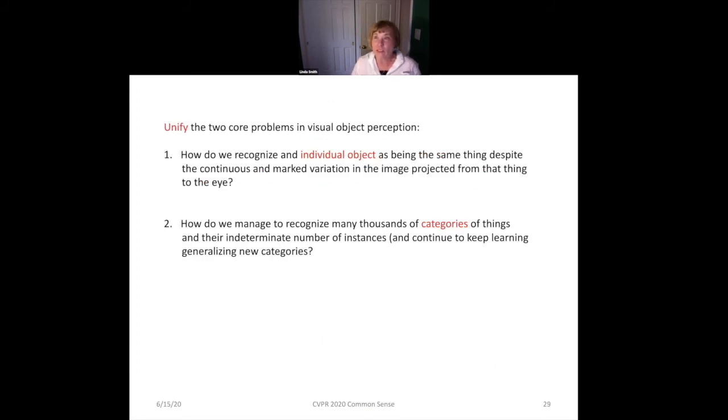And if these ideas are right, I mean, they're not totally solved or totally shown as of yet, but we're working on it, what they will do is unify the two core problems of visual object recognition: how it is that we recognize individual objects as being the same, despite the continuous variation of the 2D image projected from the object, and how we manage to learn and generalize categories, and do so quite rapidly from a single example.